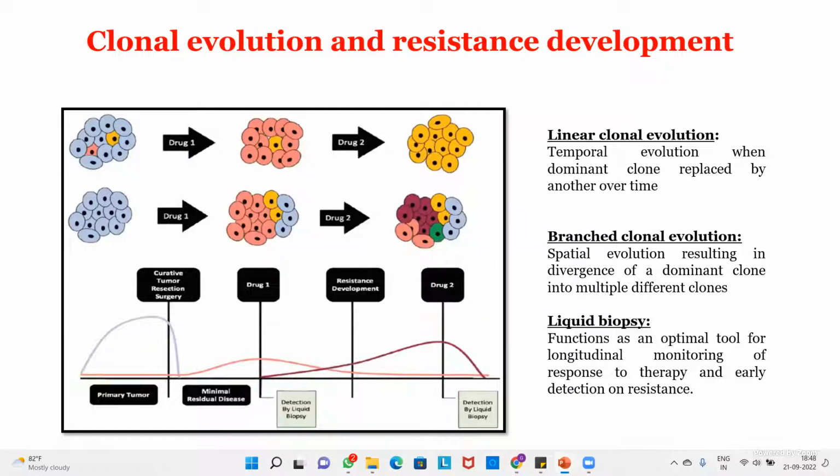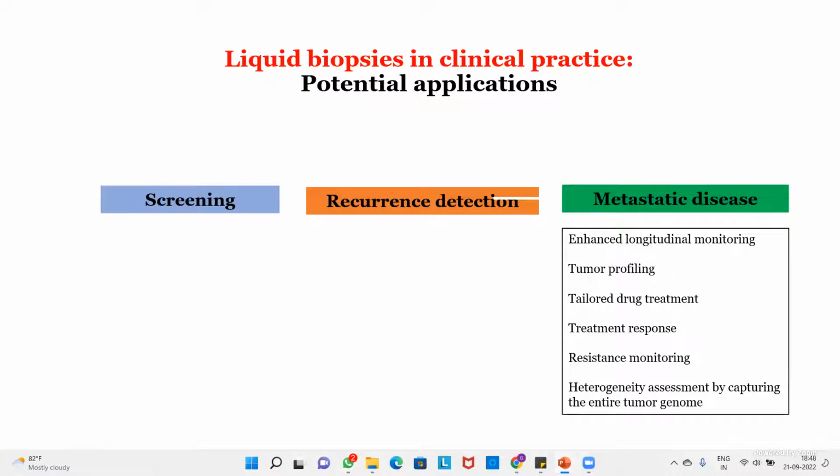Next, please. So when we use liquid biopsy in various aspects of clinical practice, you can use it for screening and recurrence detection. It's in clinical trial status with excellent data emerging, but for today, I'm just going to focus on the metastatic realm, where the benefits are far more well-defined, where we're addressing the issue of tumor heterogeneity, doing treatment and resistance monitoring, helping in tailoring drug treatment, tumor profiling, and enhanced longitudinal modeling. Next, please.